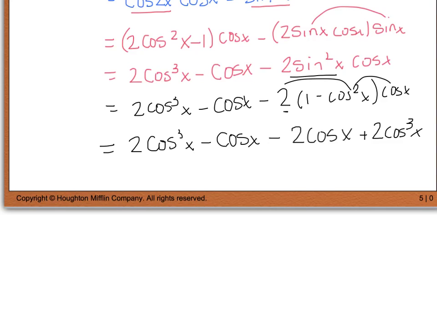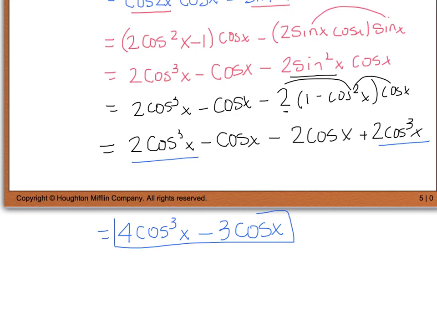So now what I see is this right here and this right here, these are like terms. So this gives us 2 plus 2 is 4 cosine cubed x minus 1 cosine x minus 2 cosine x is minus 3 cosine x. And we have just eliminated our triple angle and got it down in terms of single x's.